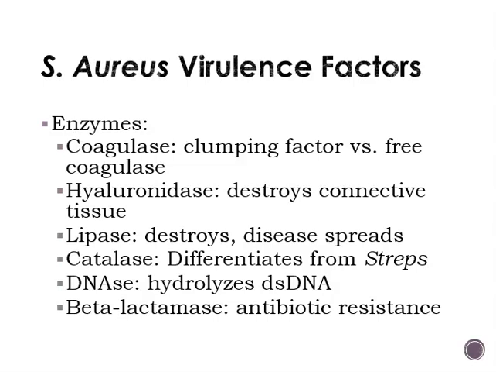Hyaluronidase is another virulence factor, also referred to as spreading factor. It permits the spread of bacteria by destroying connective tissue. Lipase destroys tissue, facilitates the spread of disease. Catalase is an enzyme present in staph that differentiates it from strep. DNase is an enzyme capable of hydrolyzing or destroying double-stranded DNA.